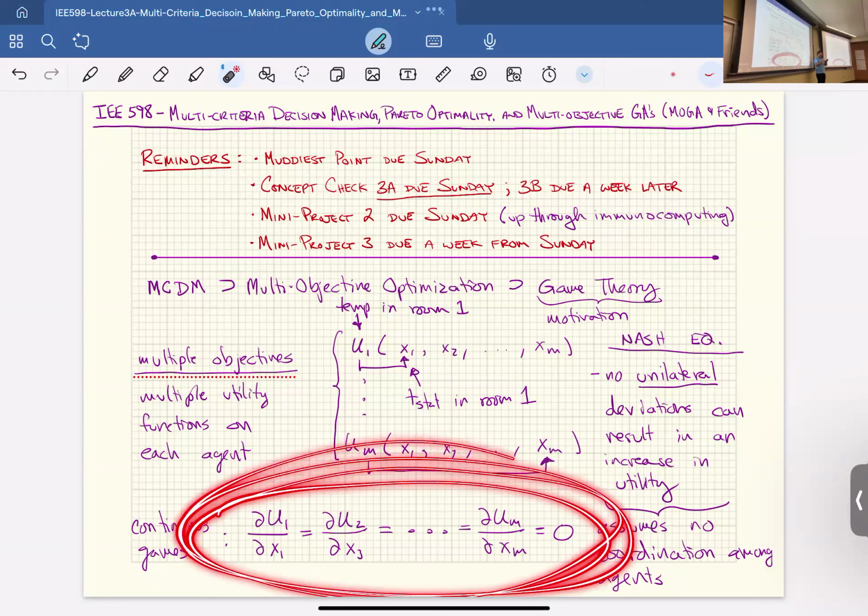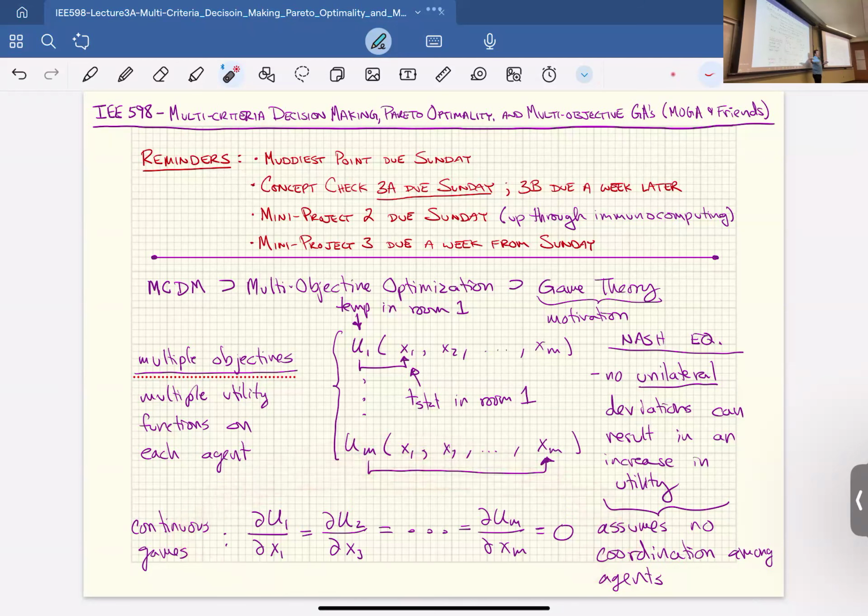Where, if a Nash equilibrium exists, it will be at an equilibrium where there will be no benefit. Given the parasitic input from all of the rooms around you, you will be at the best you can be in terms of your utility. And likewise, given the parasitic input from your room and all the rooms around you, they will be at the best that they can be. And so you'll all be sitting there.